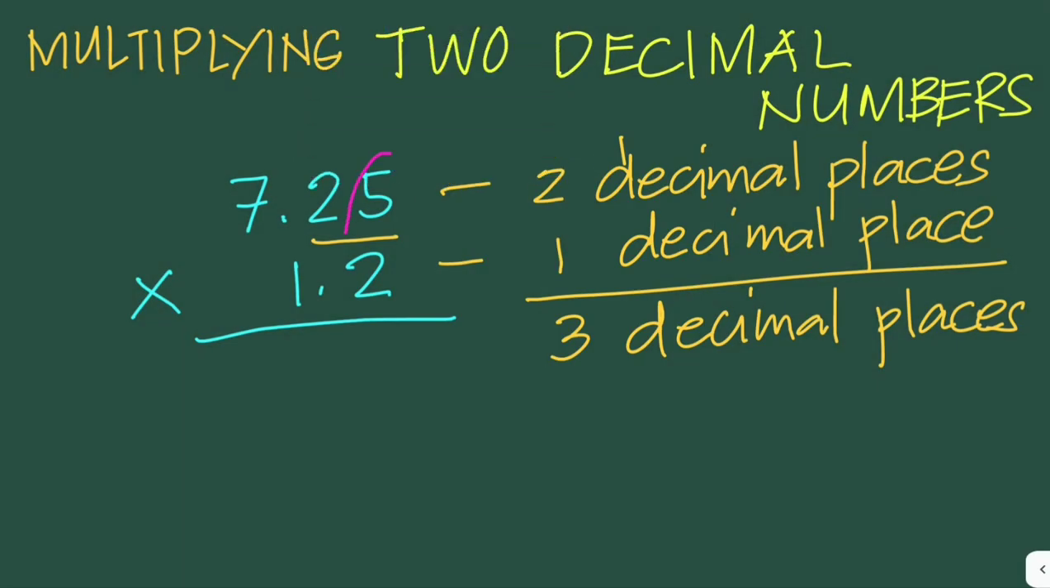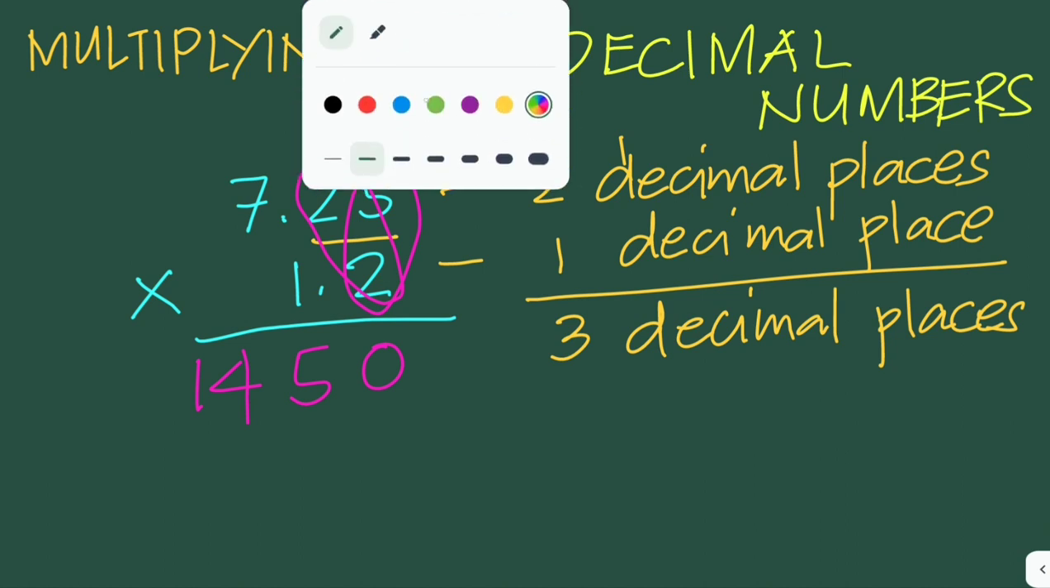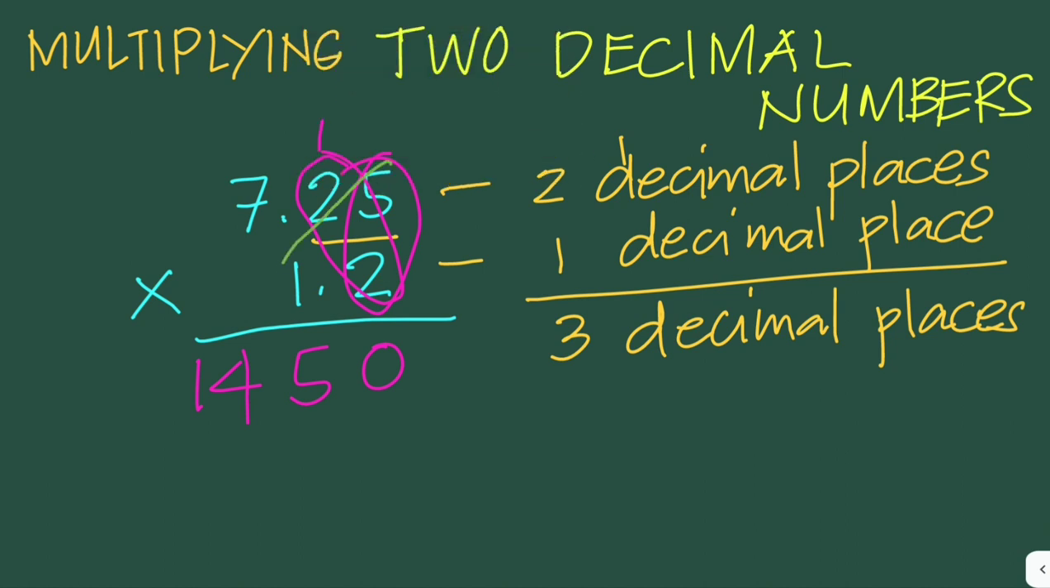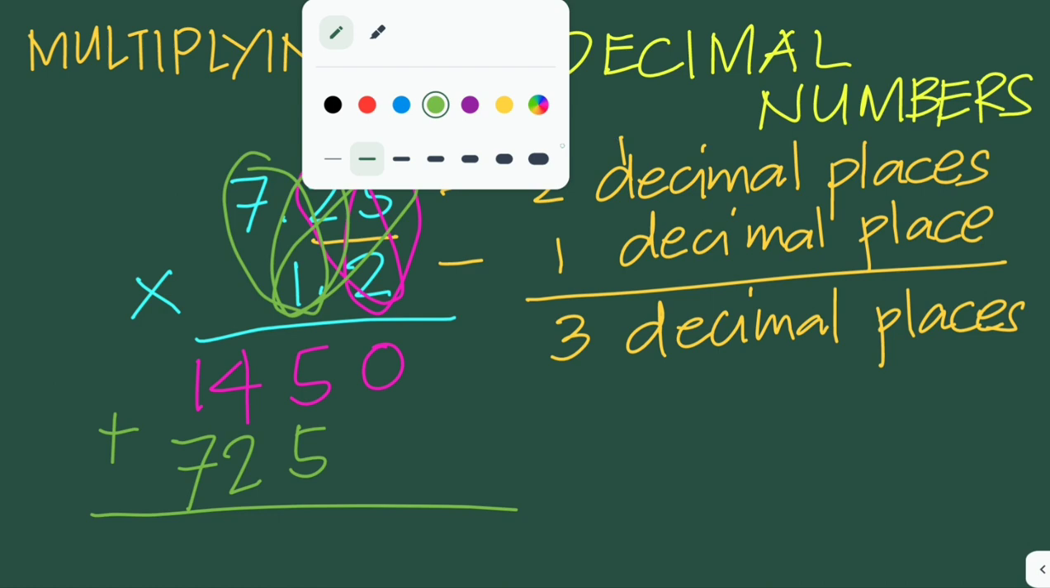We start here. 2 times 5 is 10. We bring down 0, carry 1, or we put 1 above 2. Then 2 times 2 is 4. 4 plus 1 is 5. 2 times 7 is 14. And then the next one, 1 times 5 is 5. Then 1 times 2 is 2. 1 times 7 is 7. And then we add these two numbers.